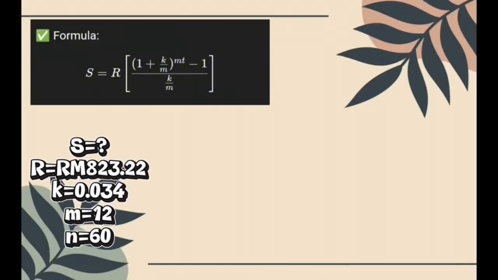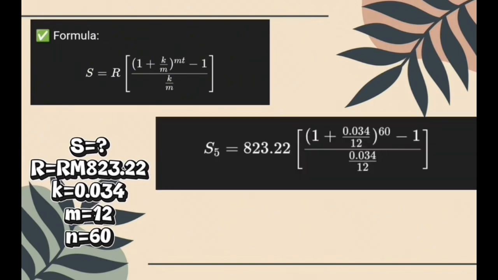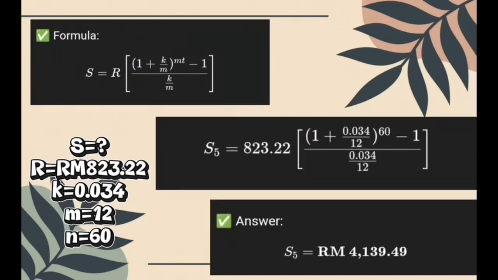For this question, we need to find the future value, and we need to use the formula S equal to R bracket 1 plus k over m bracket to the power of mt minus 1 over k over m, and the big bracket at the end of the formula. S is the future value, so we need to find S, and then we have R, which is RM823.22. For k, 0.034, m is 12, and n is 60. We just put the numbers into the formula and our answer is 4,139 ringgit 49 cents.